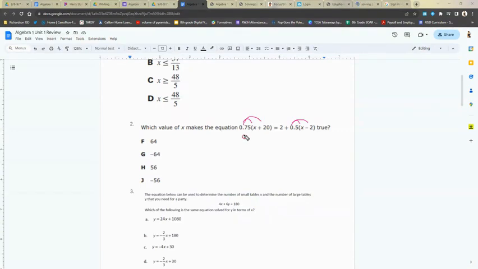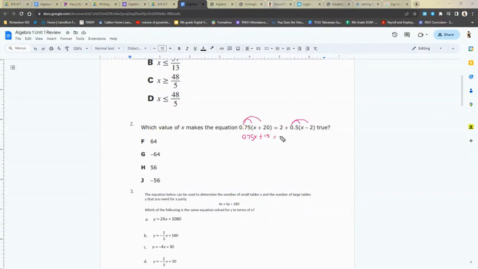So it's going to be 0.75x. And then I'm going to multiply this with my calculator. And when I multiply it, I would get 15. So I'm going to do plus 15. So all I did was multiply 0.75 times 20, and I got 15.